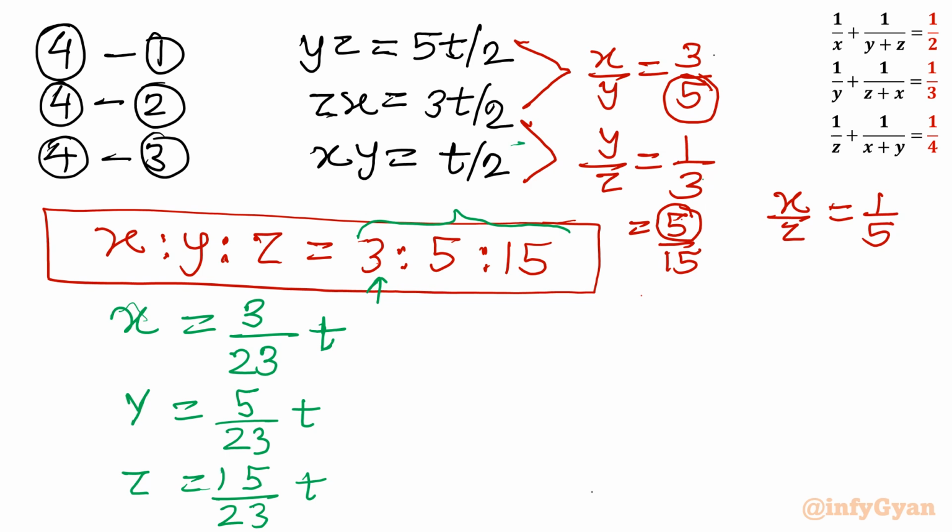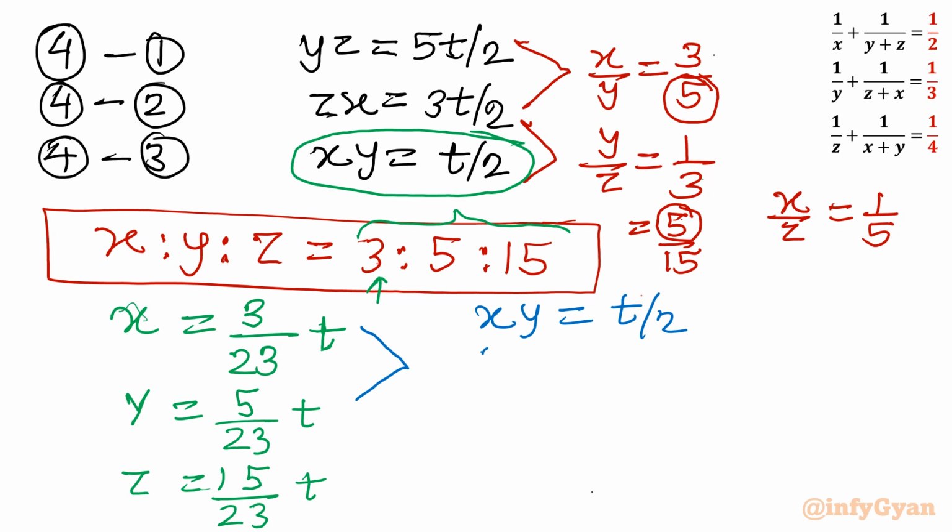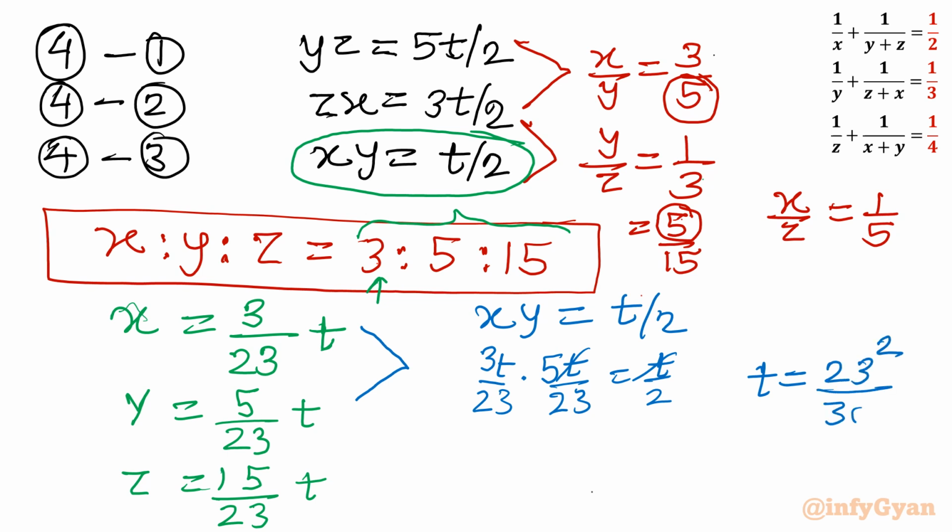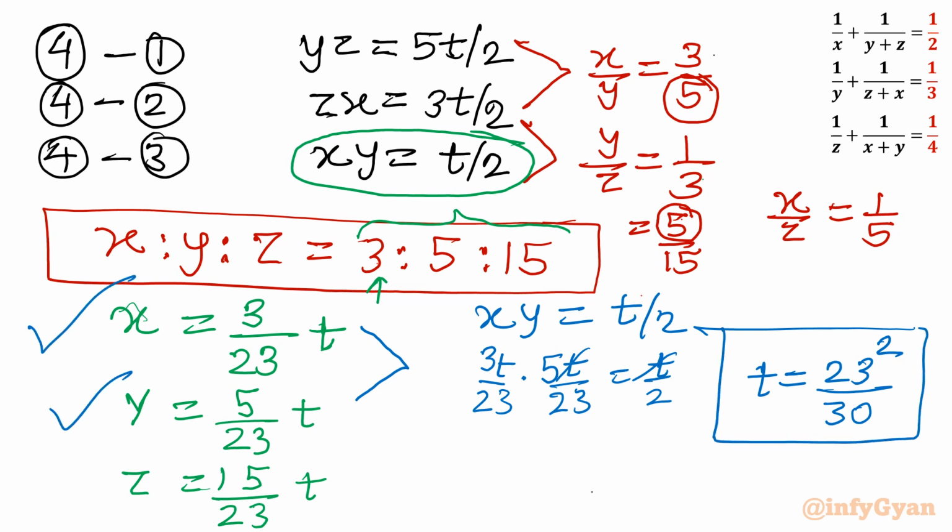Now what I will do? I will consider xy is equal to t by 2. Just simply put the values over there. So xy is given to us. See, x is this, y is this. So let me write here xy is equal to t by 2. So I will consider 3t over 23, y is 5t over 23, and it would be equal to t over 2. So t I will cancel. In this way I will collect the value of t. So t you will get 23 square over 30. This is our t. Once t is known, x, y, z are known.